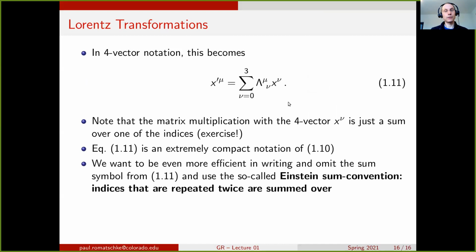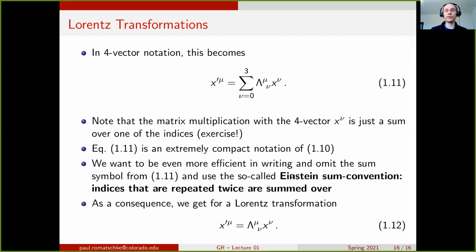We can try to be even more efficient and omit also the summing symbol from this expression. The omission of the sum symbol is known as the Einstein sum convention, which says that whenever you see an index that's repeated twice, this index is to be summed over. So in here we have the index nu that's appearing twice. It's summed over all its values, but because it's appearing twice, we already know that we have to sum over it. So for this particular case, the Einstein sum convention simply allows us to write this expression as x prime mu is lambda mu nu x nu, where the sum over nu is implicit through the fact that the index nu is appearing twice.